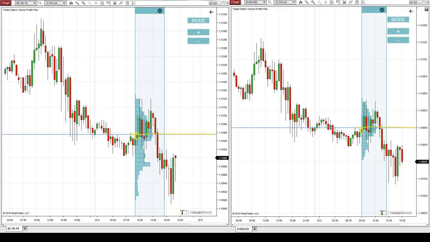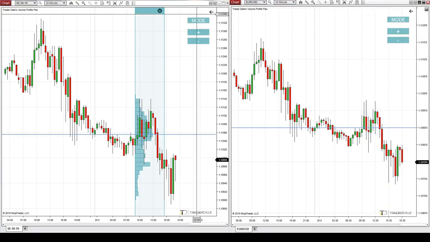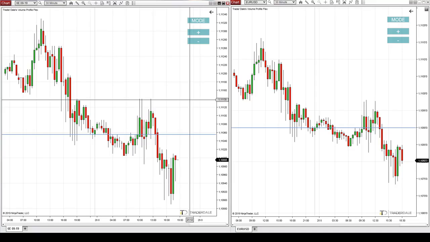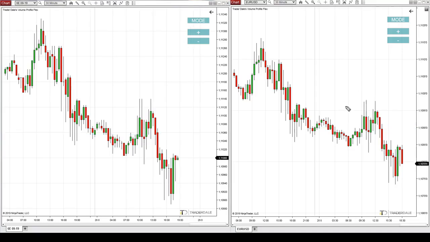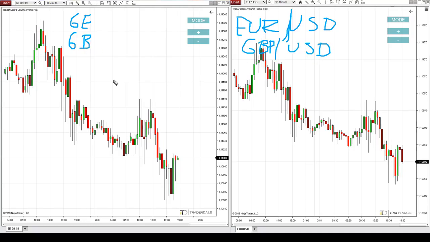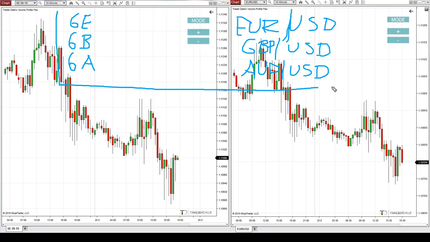It's best to use the volume profile first. And then for sort of confirmation, you can also look at the candles, just like I showed you. So you can transfer levels like this for currency futures in the euro, British pound, Australian dollar, and US dollar. For those major pairs and futures symbols, you can do it like I just showed you.